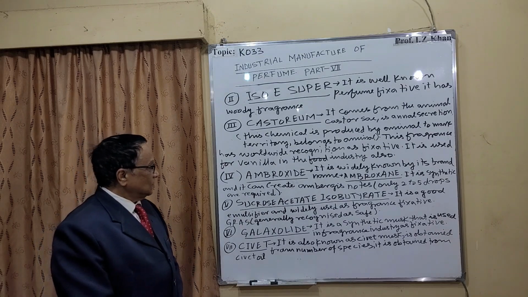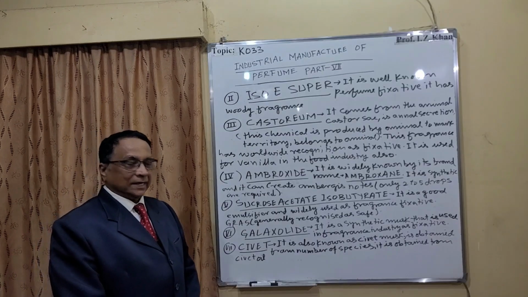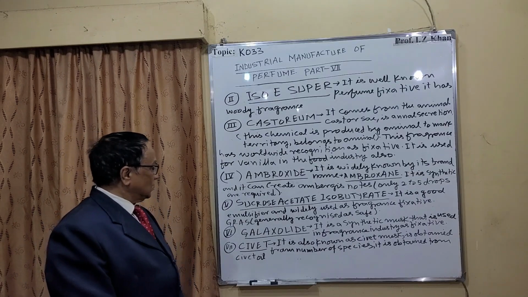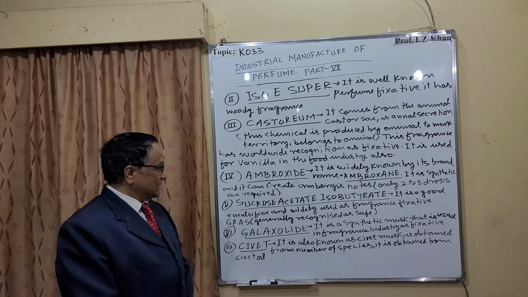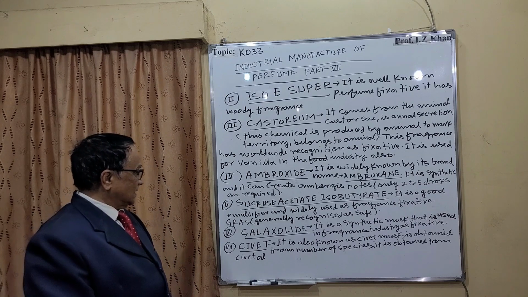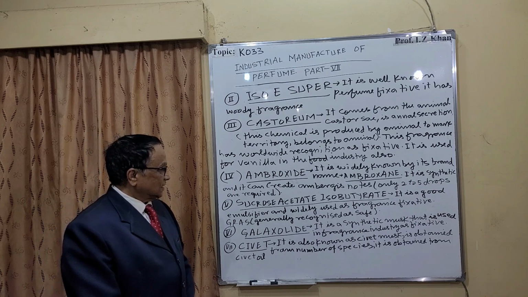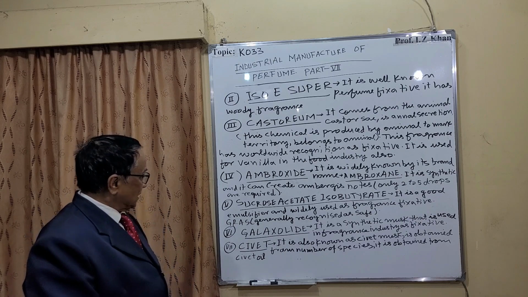Number 5, sucrose acetate isobutyrate. It is a good emulsifier and widely used as a fragrance fixative. That is GRAS, generally recognized as safe.